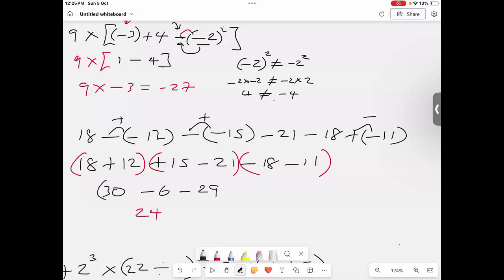All right, remember that we're going to go ahead and flash up that here. 30 minus 6 is 24 minus 29, and that's equal to negative 25.